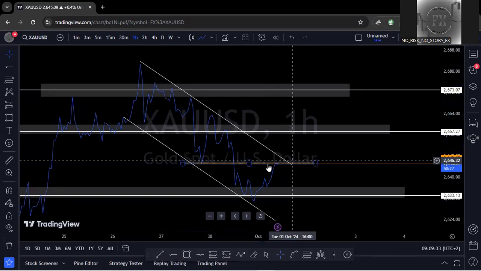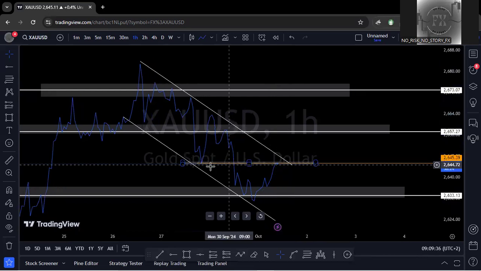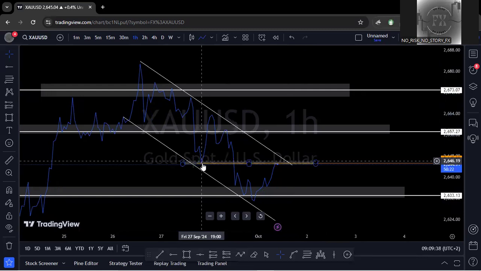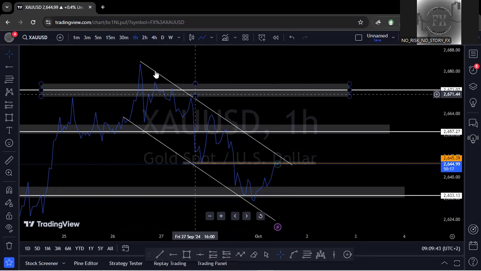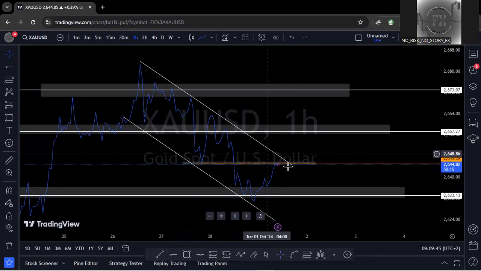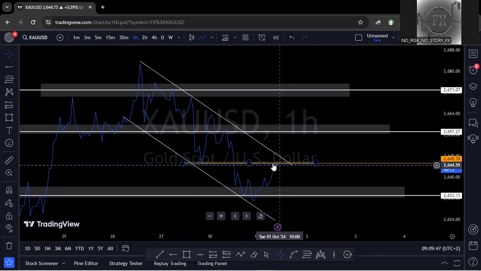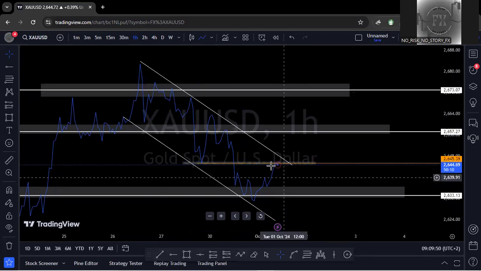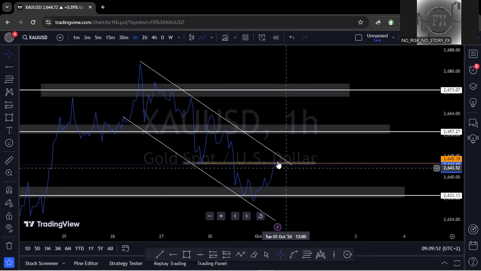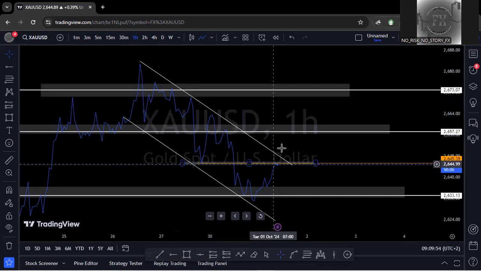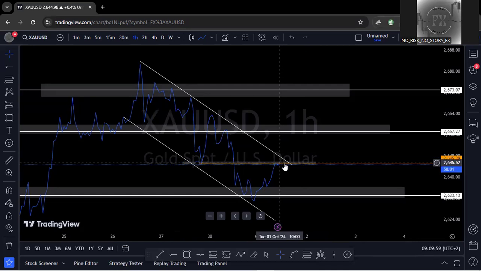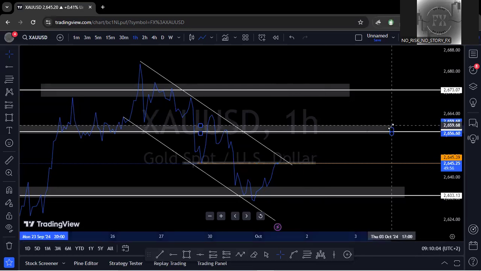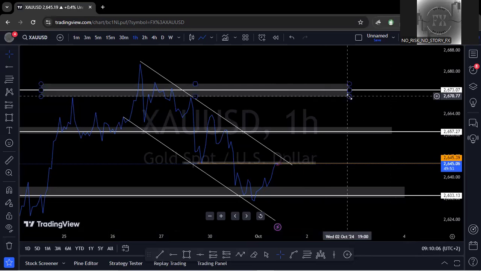The reason I'm marking out this area here is because this area was a support before, it broke, so it might turn into a resistance. And also we're on our trend line resistance around here. So this also might be an important area, whereby the market could be at a deciding factor: if it breaks, to then retest and go to the upside, or if it just rejects this area to continue going to the downside, right? This is a deciding factor for the market.